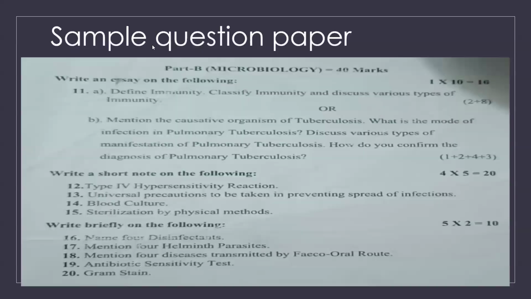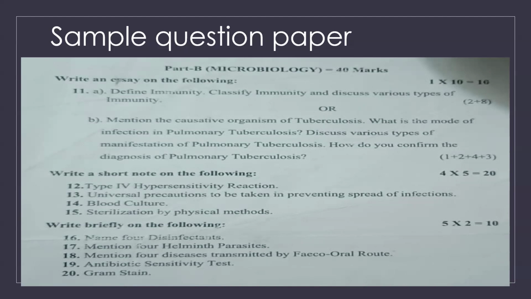Here I'm sharing one sample question paper. This is a recent KNR UHS question paper. The question is: define immunity, classify immunity and discuss various types of immunity. This question is from immunology, so you should write it clearly. Define immunity, just write the definition of immunity, and classify immunity into innate immunity and acquired immunity. Again in acquired immunity, active immunity and passive immunity. And again in active immunity, naturally acquired active immunity and artificially acquired active immunity.